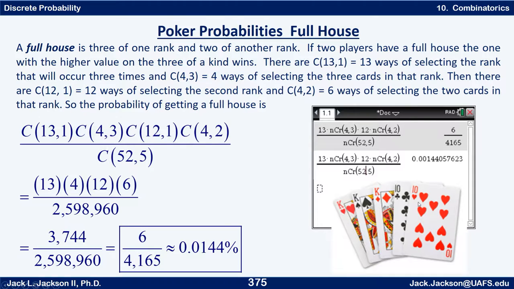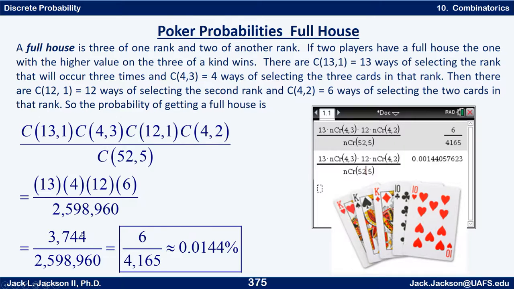Now, then we have to choose our second rank. We've already chosen one of the ranks, so now we're down from 13 to 12, and we're choosing one of those. So that's 12 here. And of the 4 cards in that rank, we're going to choose 2 of them. So 4 choose 2 is 6. You can see it here, worked out. So it's 13 times 4 times 12 times 6 over, again, our denominator that all these have to begin with, 2,598,960. So there are actually 3,744 different full houses.